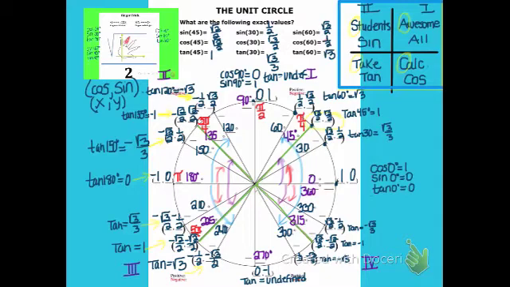5/4 pi. The next one would be 6/4, which reduces to 3/2. So that's 3 pi over 2. And remember, 3 halves is like 1.5. So it's like we've gone 1.5 times pi, because pi is halfway around. So we've gone 1.5. So the next one would be 7 pi over 4, which doesn't reduce.